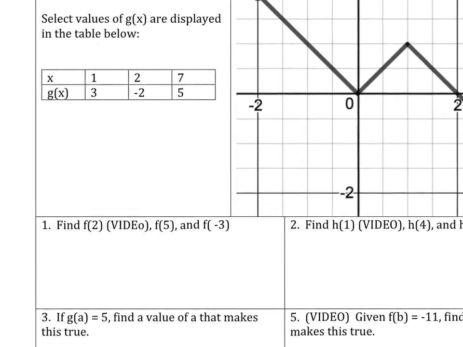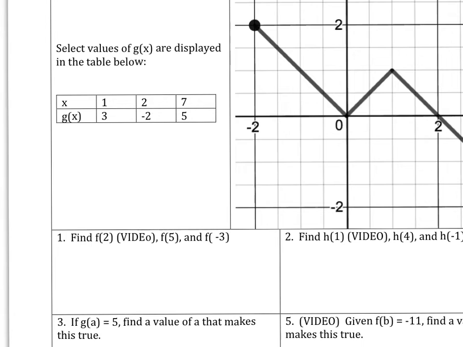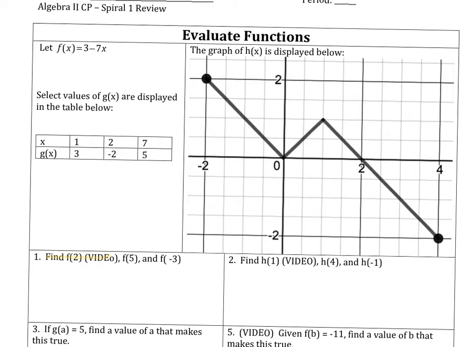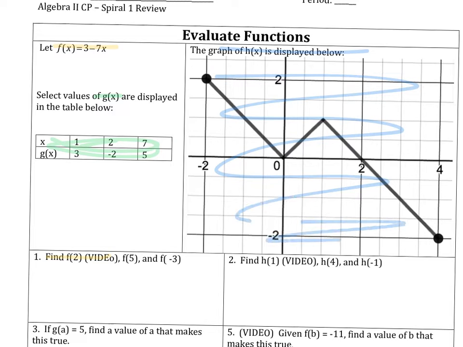First off, we've got to find f of 2. That's the one that's going to be on video for this problem. And specifically, we're going to have to figure out which of our various interpretations we have to use. So I'm going to take a look at what we've got going on here. I noticed that f of x is our equation. g of x is our table, and color that green. And h of x is the graph. I'm going to color that blue.